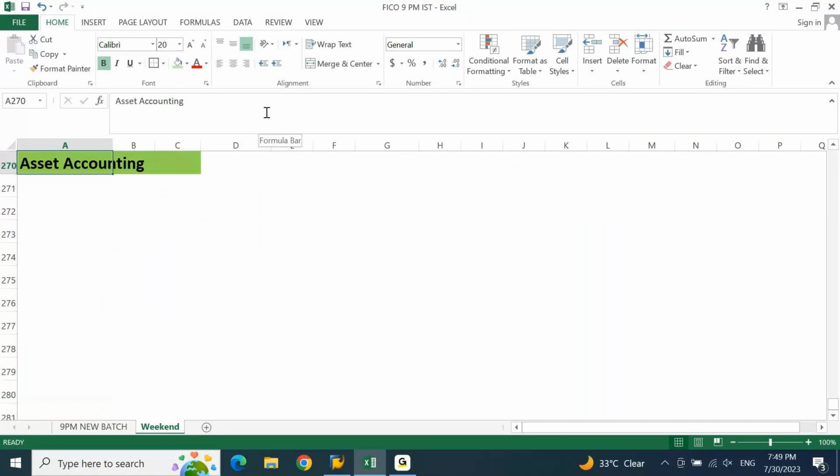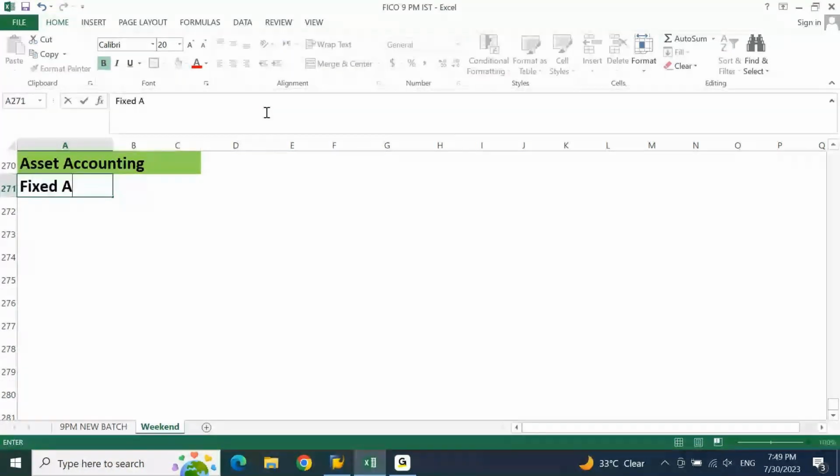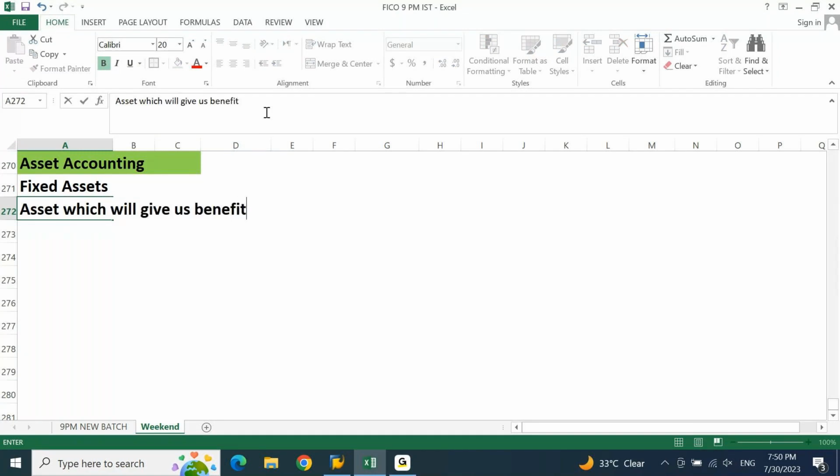Okay. So next one we will be talking about, or we must know about, is your asset accounting. When you talk about asset accounting, this asset accounting is all about your fixed assets. Here we are talking about fixed assets. When you're talking about fixed asset, we are talking about asset which will give us benefit for more than what period?